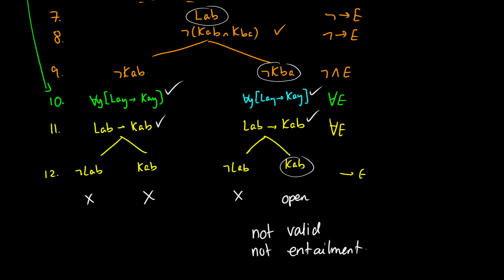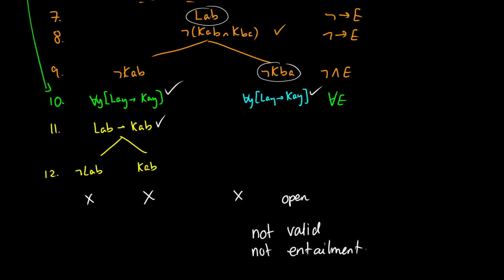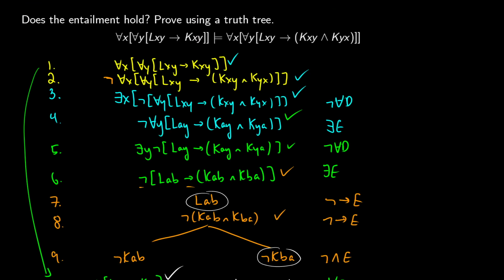Because if we were to do, say, for example, let's just change this end of the tree here. Let's just say, what if we did a tree where we ended up with LBA arrow KBA? Then we would get not LBA on the left or KBA on the right. This side on the right would close, but we would still have an open branch on the left. So this is not valid, this is not an entailment, and this was probably the hardest one of all, because it really looks like you would have entailment here.